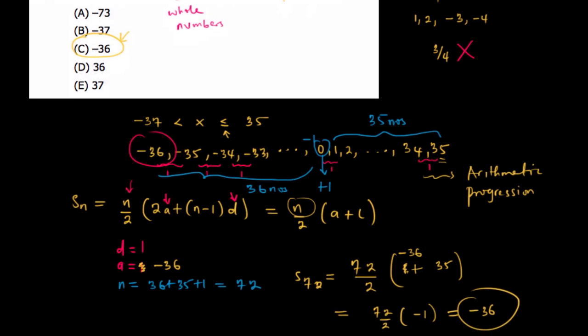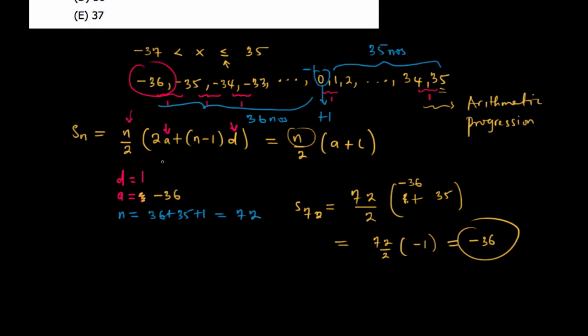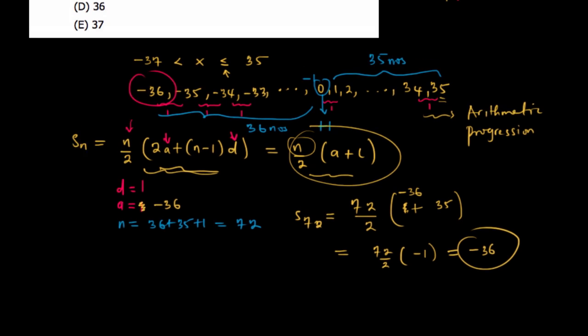Now also, what you'd observe is, I wrote down two formulas here. You could either use this formula or you could use that formula. You will still arrive at the same result. To use this formula, all you need to do is substitute your a with negative 36 and the common difference with 1, and then you still observe that you obtain the same answer.